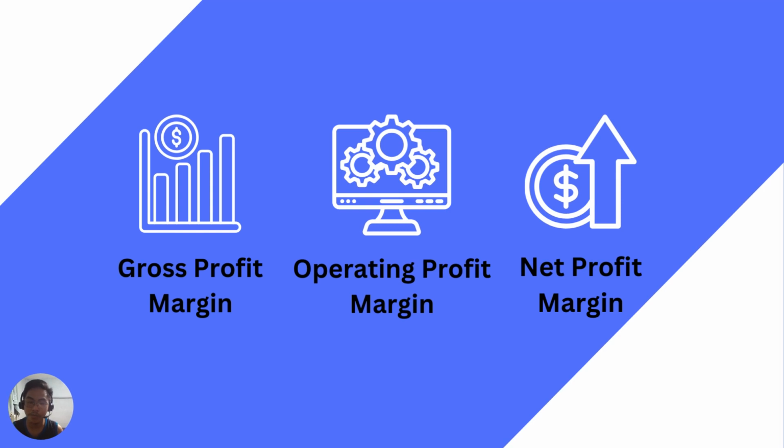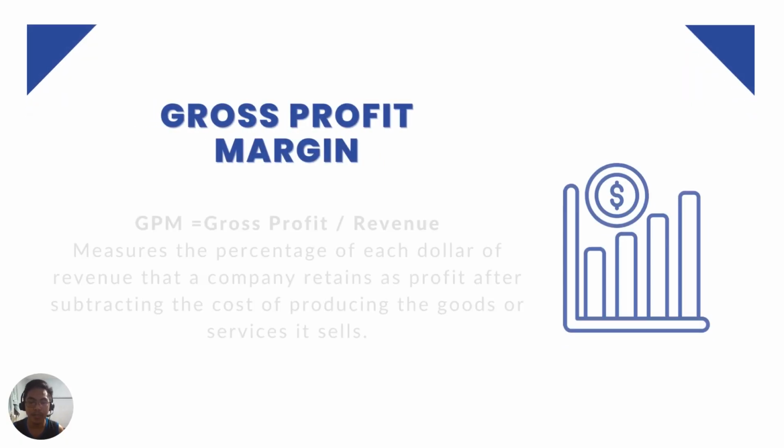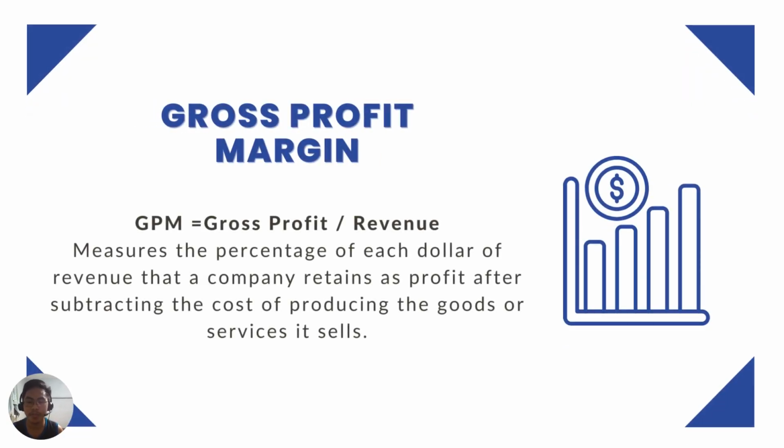So moving forward, there are three types of profitability ratios, mainly gross profit margin or GPM, operating profit margin or OPM, and the last one is net profit margin or NPM. So the first one is gross profit margin.